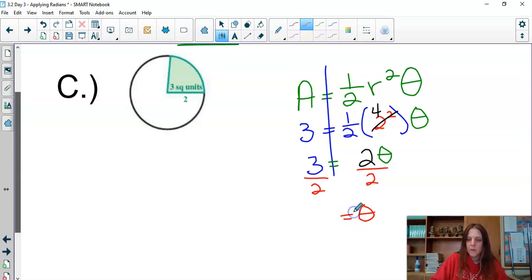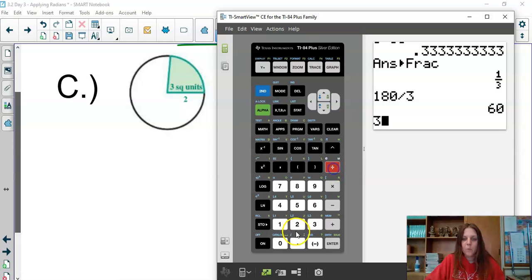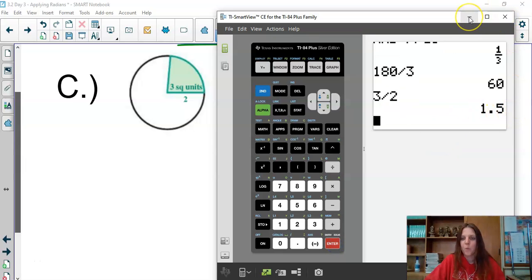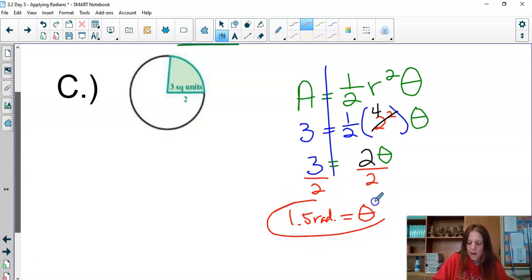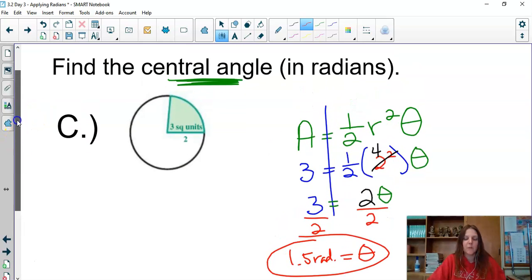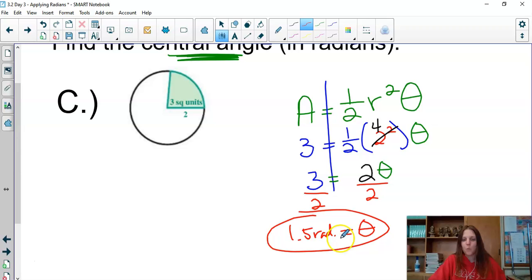You could leave it as 3 over 2, but really, radians are usually written as decimals if there's no pi in it. So you can write it as 1.5. So your choice, you can either leave it as 3 over 2 radians, or you could just put 1.5 radians. Since there's no pi, I don't have to worry about keeping it a fraction. So either way would be perfectly fine. And this one's done. You're just looking for the central angle in radians. We got it. It's 1.5 radians.